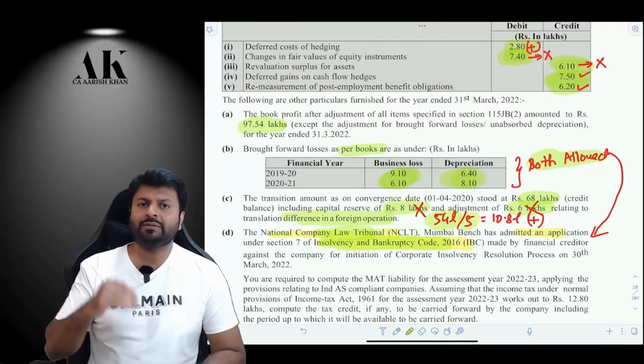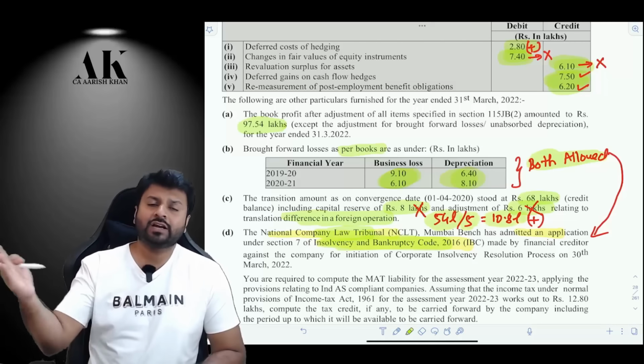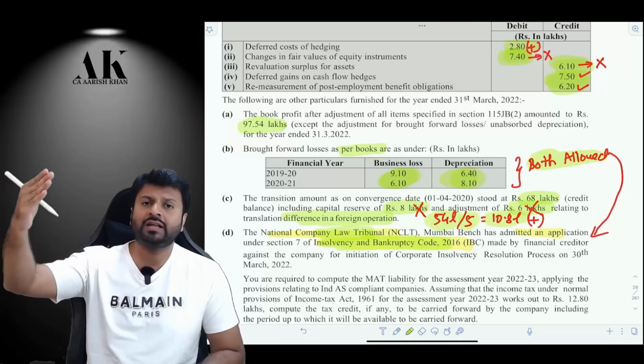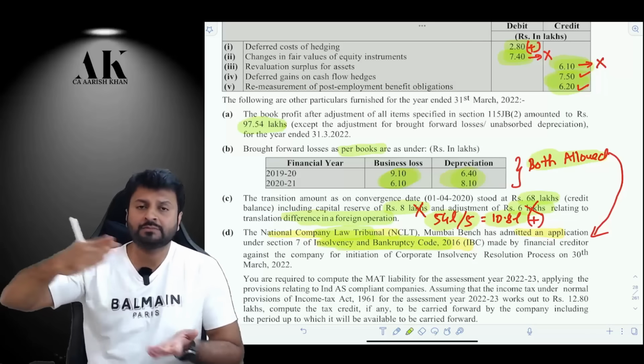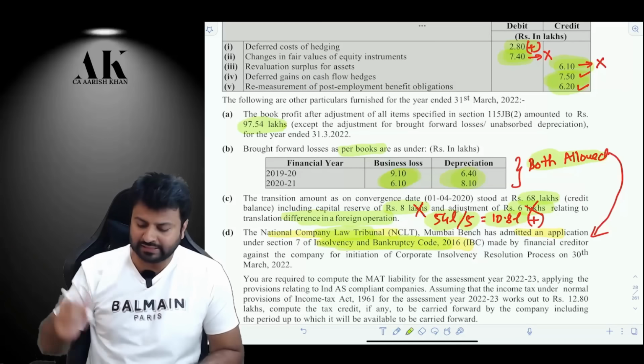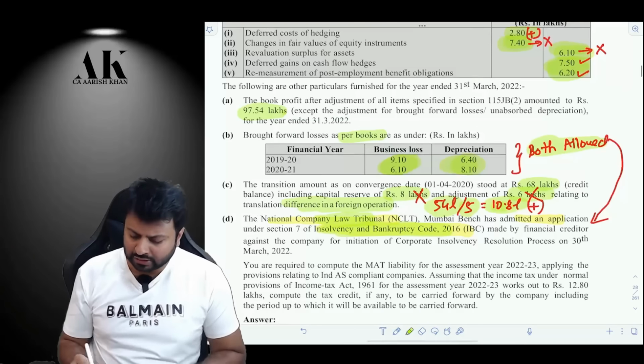After that, you have to divide that by 5, and that will be allowed as deduction. That will be added back to your net profit, to your book profit, for the next 5 years. Every year 10.8 lakhs will be added for the next 5 years. Okay. So add this 10.8 lakhs also. After you do this, you have to compute your book profit.